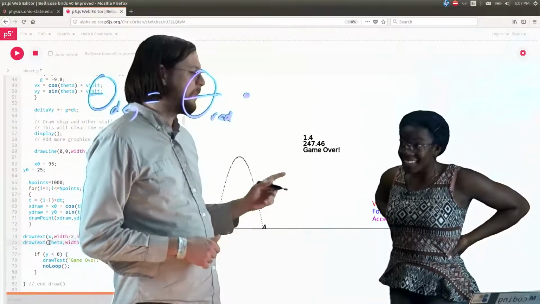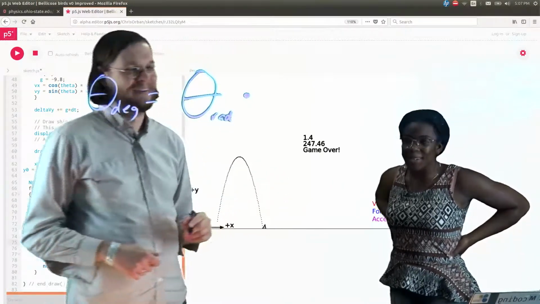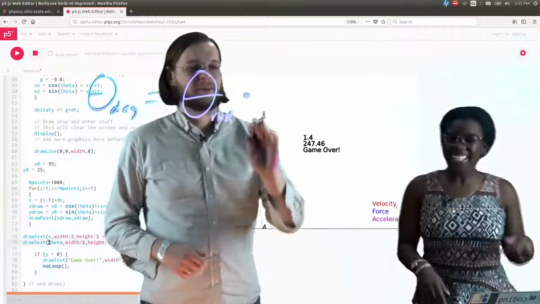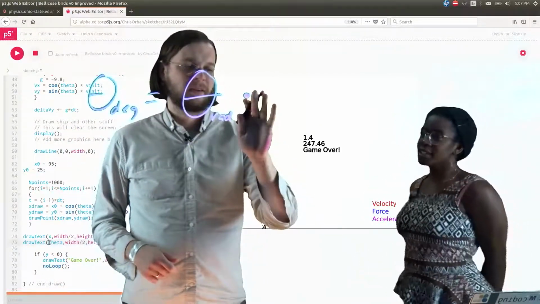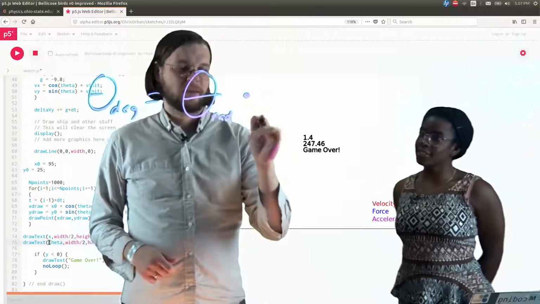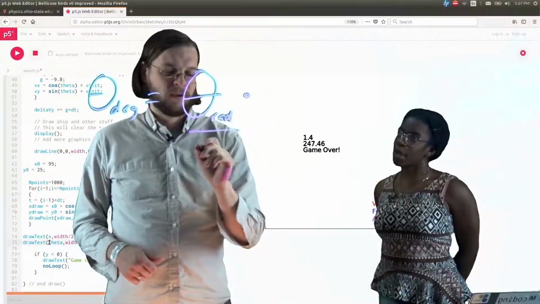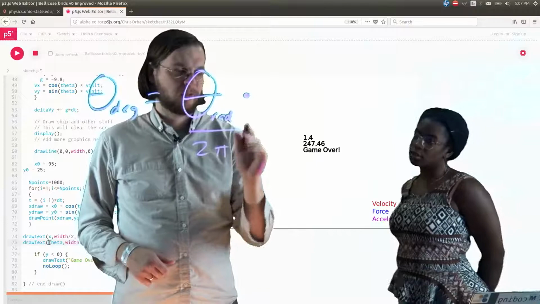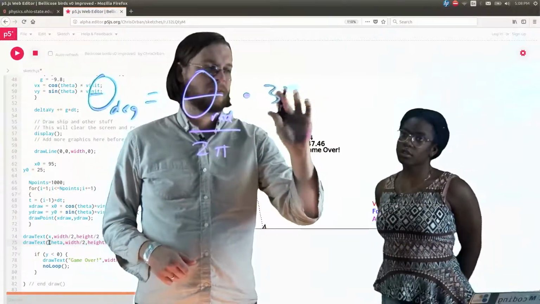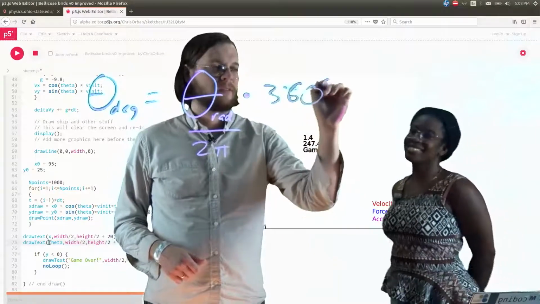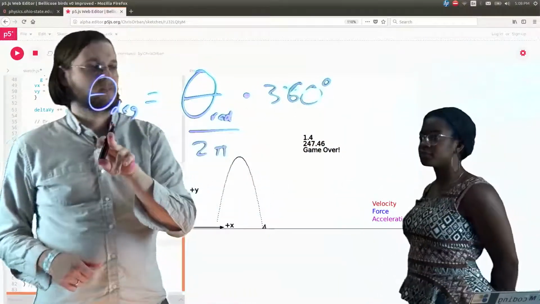Better guess would be 2 pi. I was going to say 2 pi, but I wasn't sure. So we want to set this thing up so that if it'd be radian times 2 pi, if you divide this by 2 pi, that's what percentage of a circle that it is. And if you multiply it by 360 degrees, that's going to give you the number of degrees.